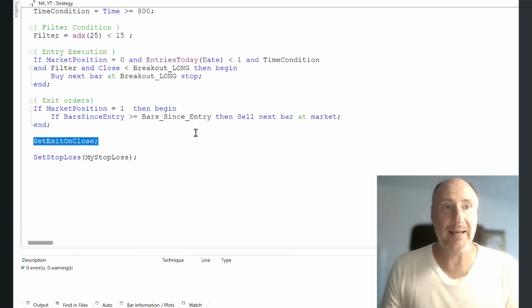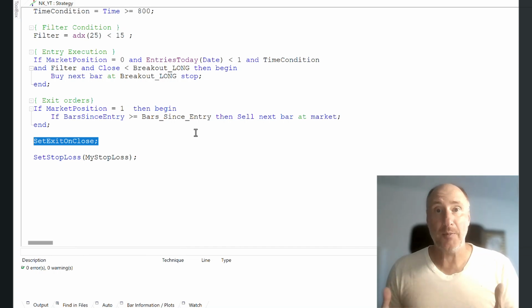Then we also need a set exit on close condition, which means that we are designing the strategy as a day trading strategy, and the strategy will exit at the end of the day no matter what. This is a day trading strategy.